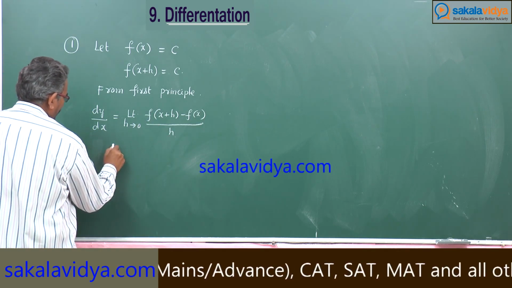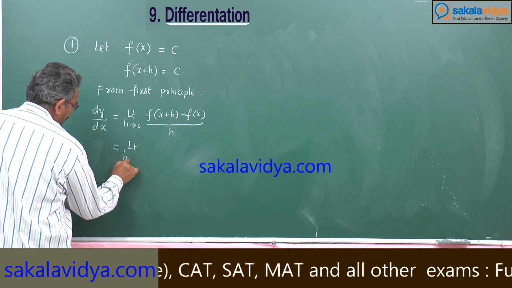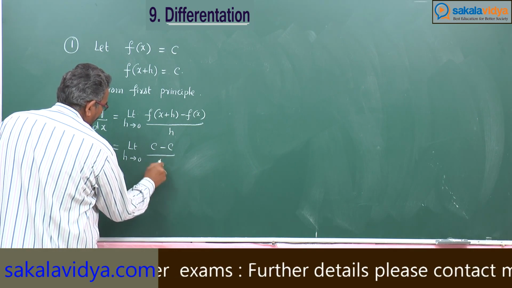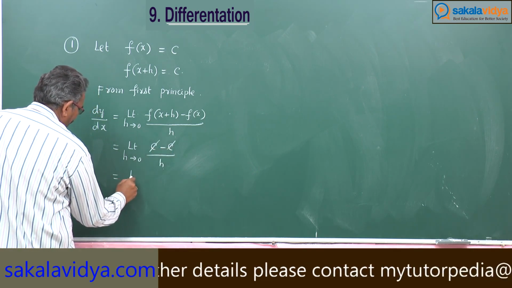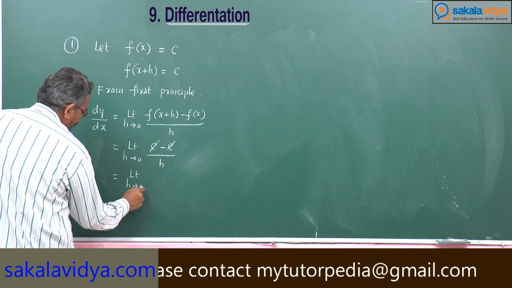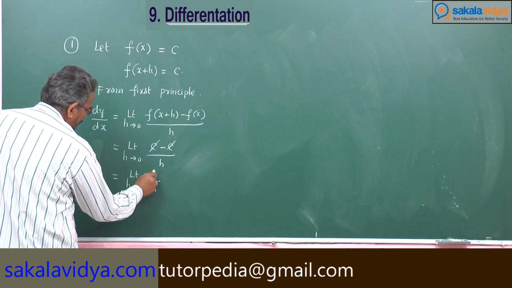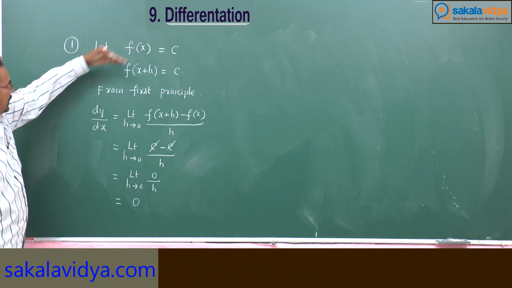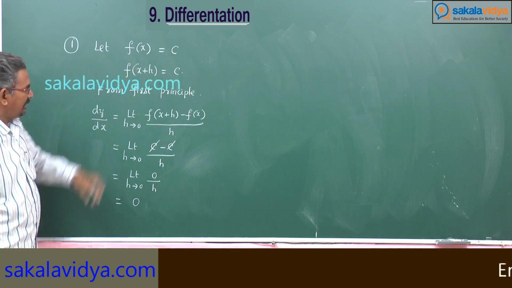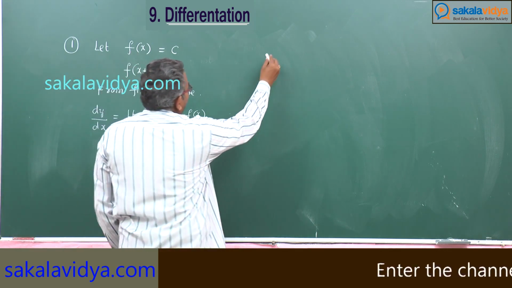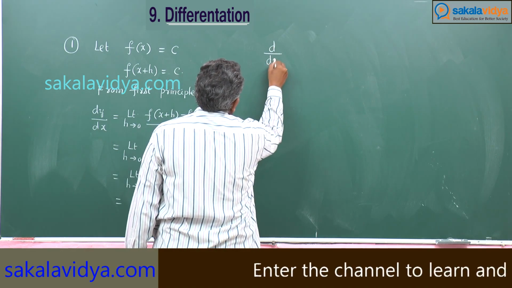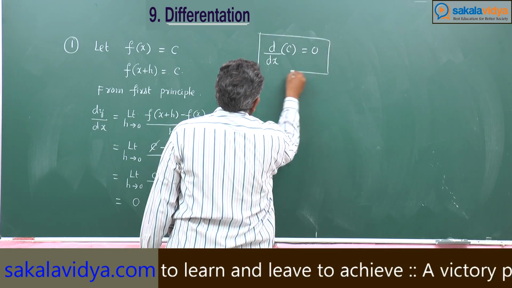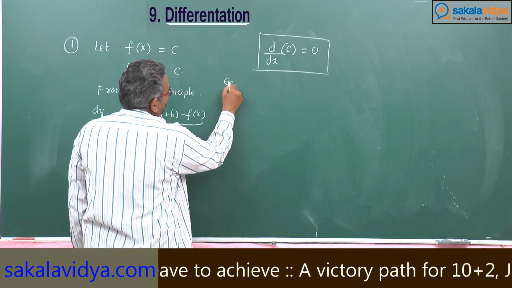Now, limit h tends to 0, this is c minus c by h, c gets cancelled, limit h tends to 0, 0 by h, 0 by something is 0, so we get 0. That means here f of x is nothing but y, so here c, therefore the differential coefficient of a constant function is always 0.